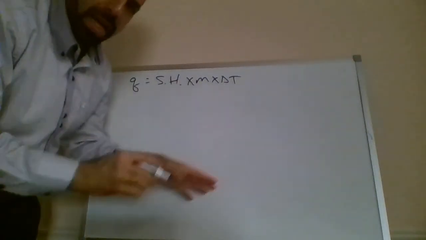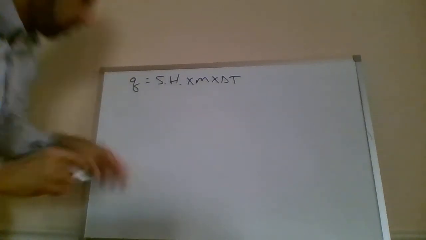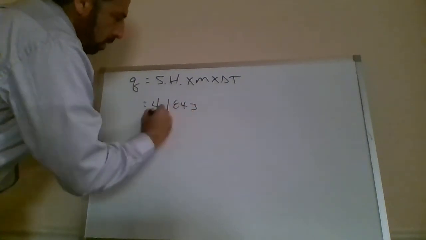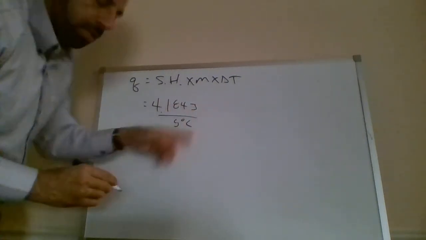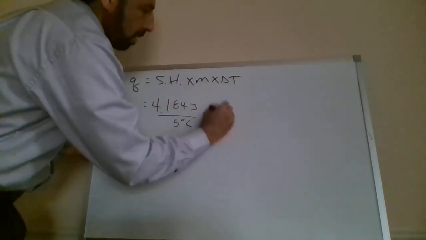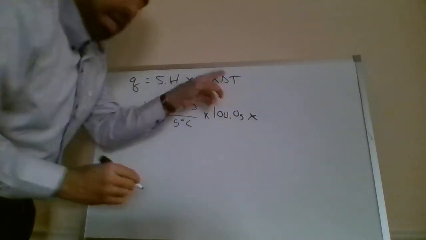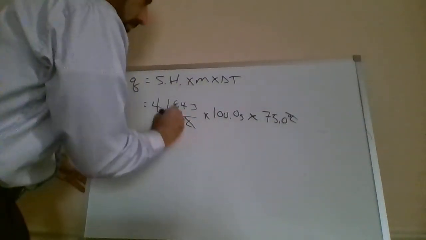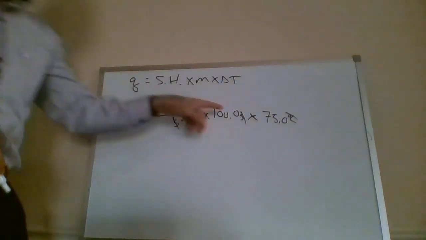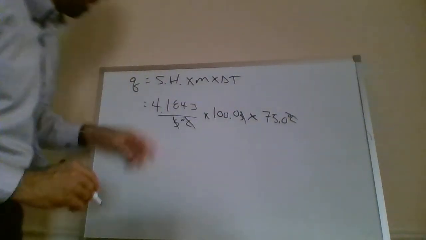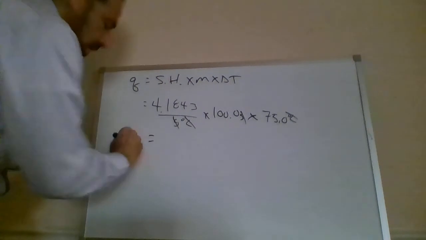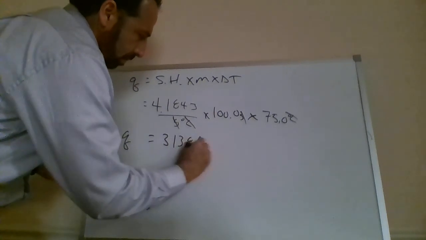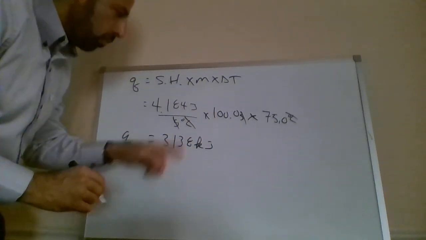Again, when you're doing this, plug in all your units because we should end up with joules. So specific heat, 4.184 joules per gram degrees Celsius times our mass, 100 grams. And our change in temperature is 75 degrees Celsius. So we've canceled out our grams, we've canceled out our degrees Celsius, we're left with joules. And so this is going to be 31,380 joules.